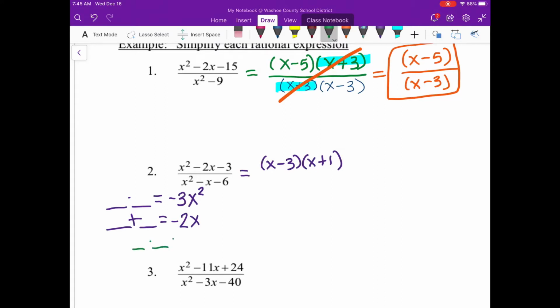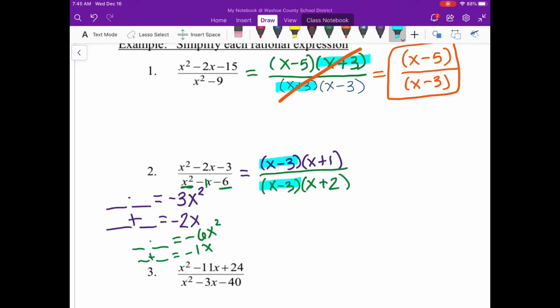And then do the same thing for the denominator. What two numbers multiply to a negative 6x squared? So remember, you always multiply a times c and add up to your middle term. In this case, that's a negative 1x. Okay, and when you do that, you get x minus 3, x plus 2.